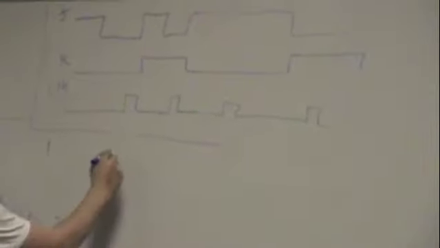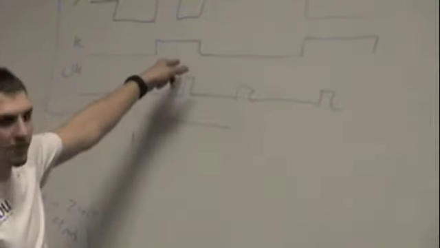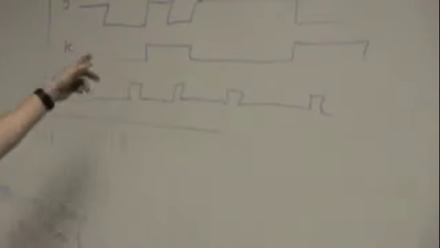So with this one, J is 0, K is 0. What happens? Nothing. The initial state, as given by the problem, is 1. So over here nothing happens, so it stays 1, right? Then we come to the next one, and they're different. So it takes the value of J, which is 0.